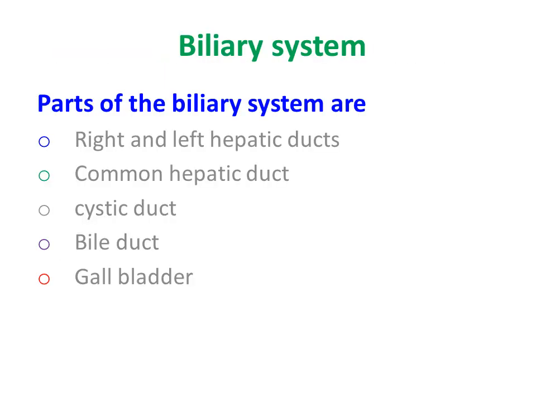Biliary system starts from the liver. Inside we have right and left hepatic ducts, then comes the common hepatic duct. It's joined by the cystic duct to form the common bile duct, and the common bile duct itself is joined by the common pancreatic duct and opens into the major duodenal papilla to form the ampulla of Vater, guarded by the sphincter of Oddi.